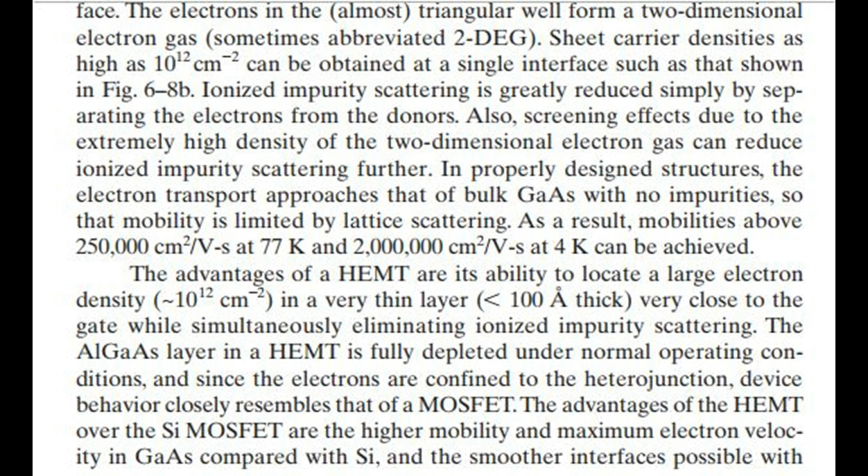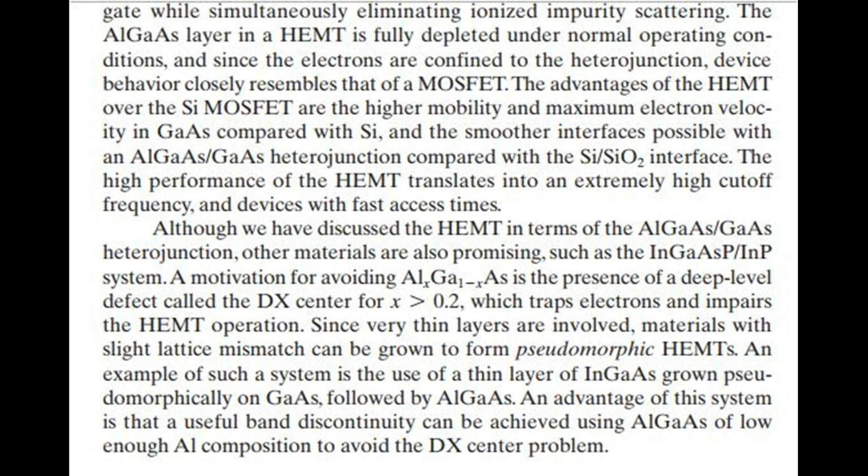The advantages of the high electron mobility transistor over the silicon MOSFET are the higher mobility and maximum electron velocity in GaAs compared with silicon, and the smoother interfaces possible with an aluminum gallium arsenide/gallium arsenide heterojunction compared with the silicon/silicon dioxide interface. The high performance of the HEMT translates into an extremely high cutoff frequency, and devices with fast access times.